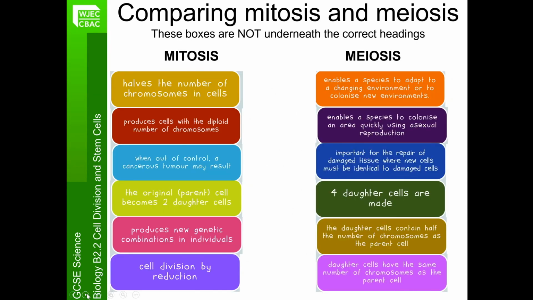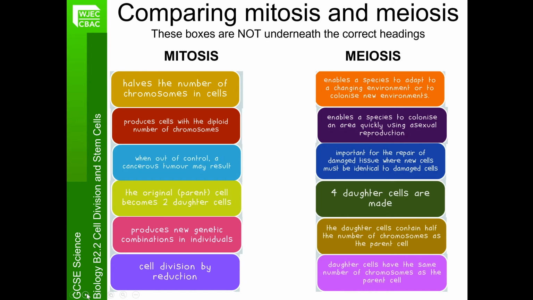So you've got a task. Now again, these little cards are on the back cover of your book, but again, there's something on the back. So you can either print out just that page separately, or it might be easiest just to write these statements down into the correct headings. On these first 2 slides, these boxes are not underneath the correct headings, okay?